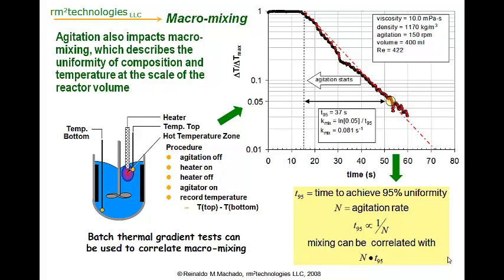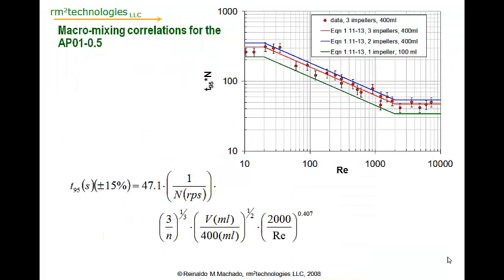If we look at the graph, we can see that we plot on a log scale delta T over delta T max for the experimental system shown. From this, we get a curve from which we can determine the mixing time constant and the T95, or the time that the system achieves 95% uniformity. For this example, it took 37 seconds. This becomes the basis of forming correlations of the mixing time as a function of different parameters.